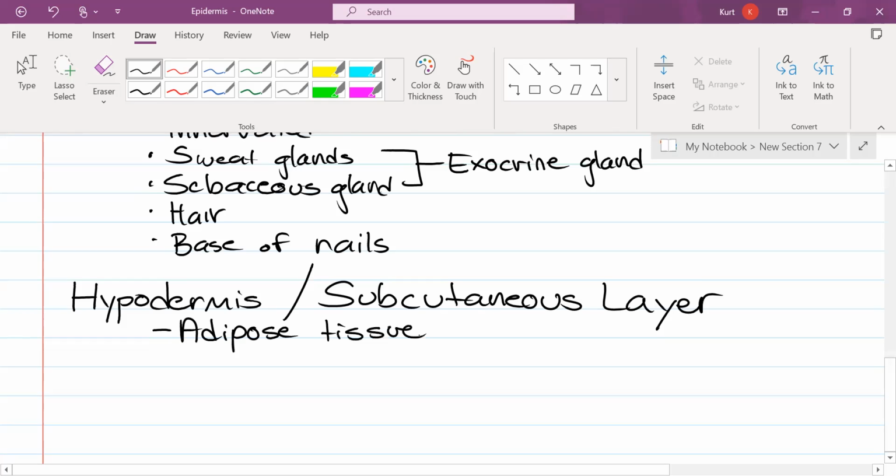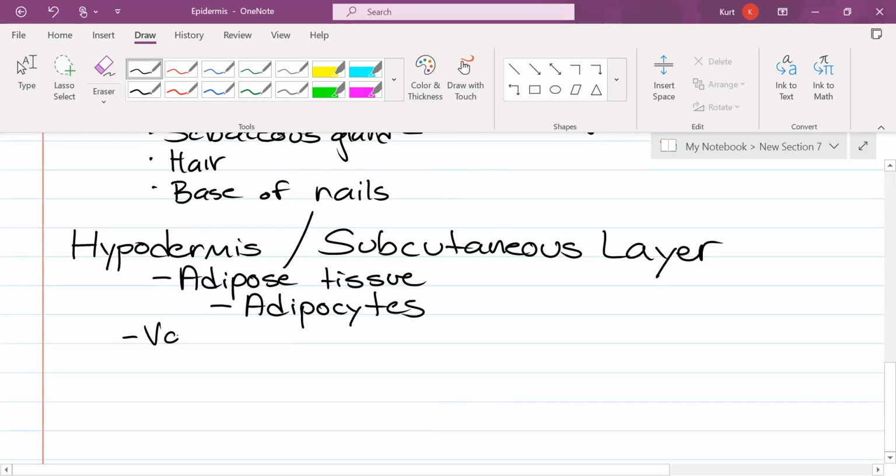Do you all remember what you call fat cells? Adipocytes. Okay, great. It's definitely vascular. There's really no structures in here except for blood and nerves and fat. That's it for your skin layers. Just for fun, what type of tissue is below your fat? Right, skeletal muscle. And then what's below that? Bones and organs. Okay, good.